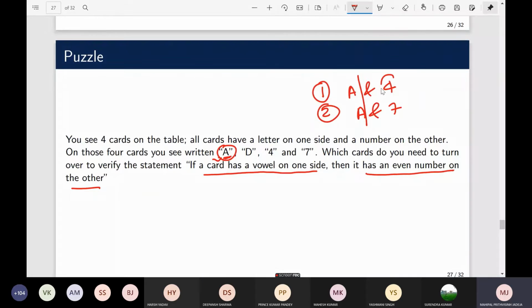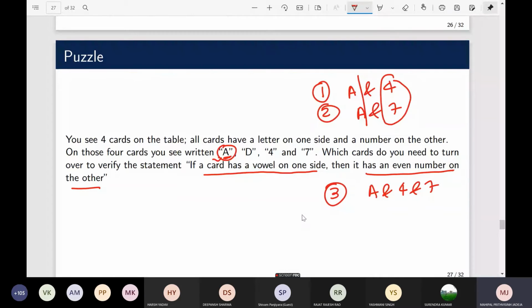But now here is the conflict. One person is saying that we need to flip a card with 4 written on it, and a few others are saying that we need to flip a card which has 7 on it. So Sir, which one of these two is correct, or both of them are correct? One more option is A and 4 and 7.